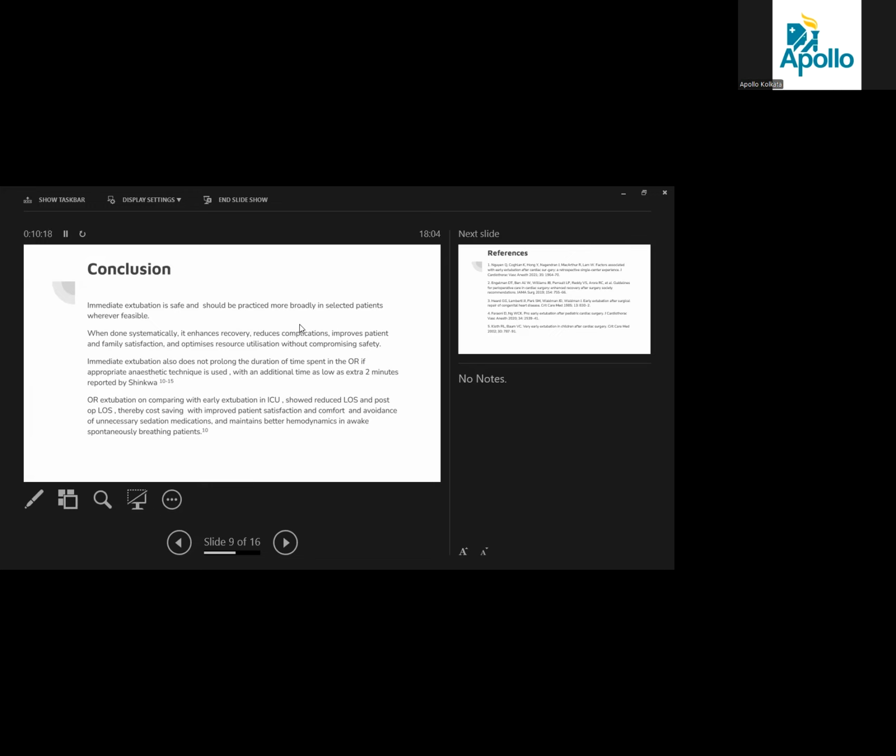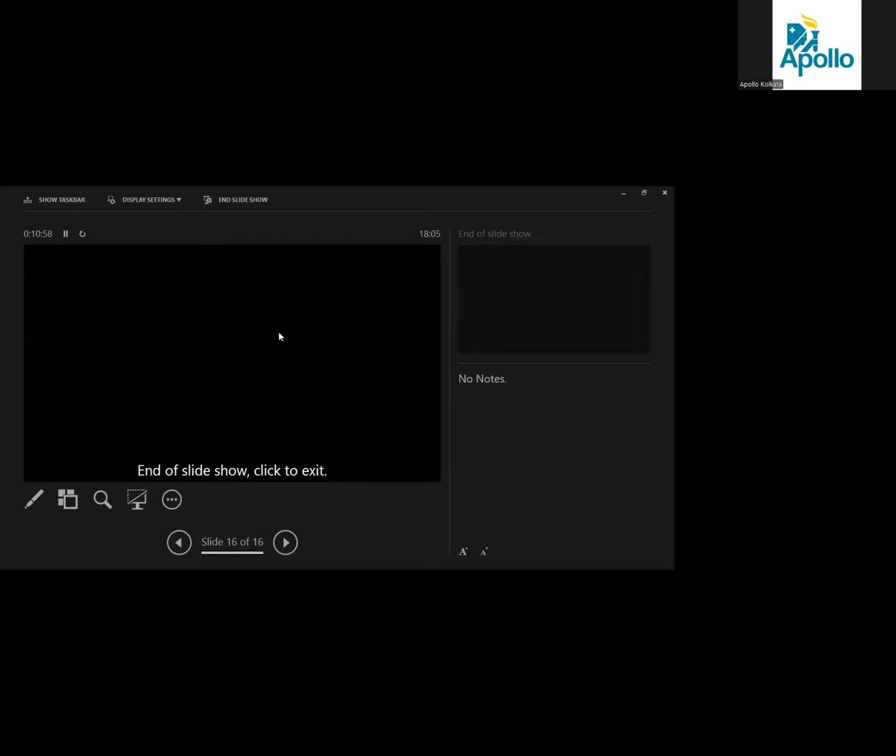So, when done systematically, it enhances recovery, reduces complications, improves patient and family satisfaction, and optimizes resource utilization without compromising safety. Immediate extubation also does not prolong the duration of time spent in the OR if appropriate anesthesia technique is used. And OR extubation, compared with early extubation in the ICU, should reduce length of stay, thereby saving cost, with improved patient satisfaction and comfort, avoidance of unnecessary sedation medication, and better hemodynamics in awake, spontaneously breathing patients. These are my references.